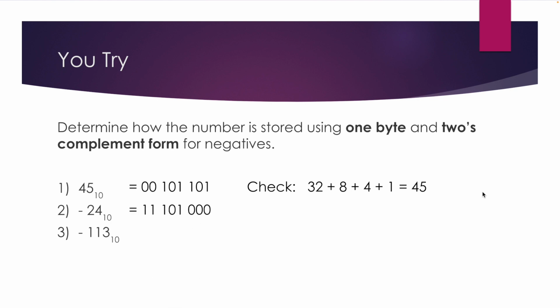For our negative number, we're first going to write 24 as a binary number, and then we're going to invert and add 1. And we get 1, 1, 1, 0, 1, 0, 0, 0. And we can check these ones by using the 128's place as a negative 128. So we get negative 128 plus 64 plus 32 plus 8 in order to get to negative 24.